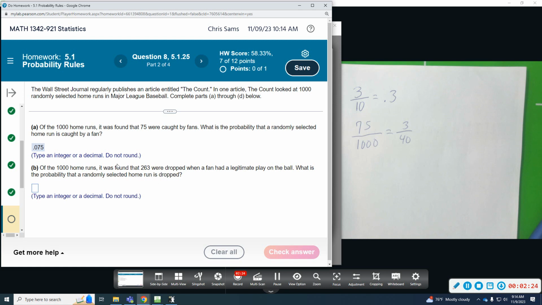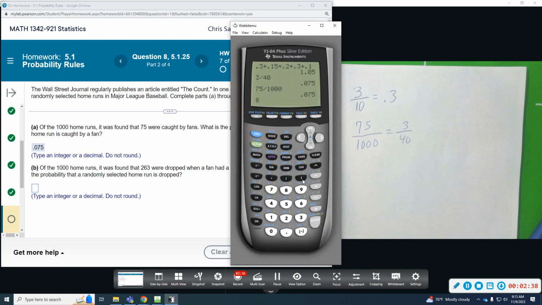B says of the 1,000, 263 were dropped by a fan when a fan had a legitimate play on the ball. So we want to, what's the probability that it's dropped? So it'll be the same thing. We're going to take this 263 divided by 1,000. We get 0.263.